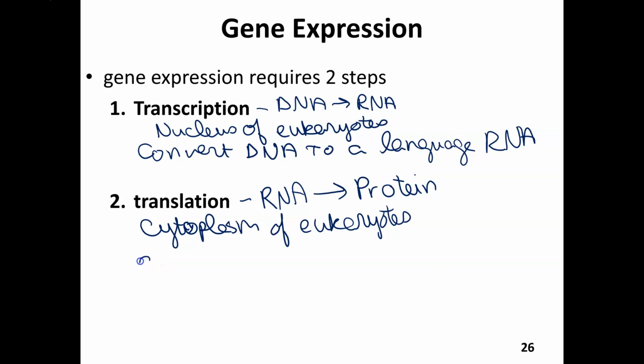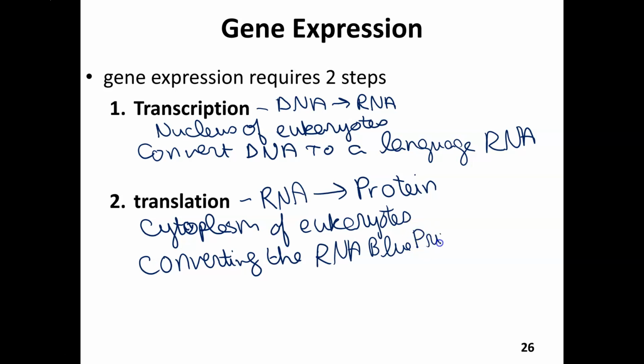And we're converting RNA blueprints into a protein.